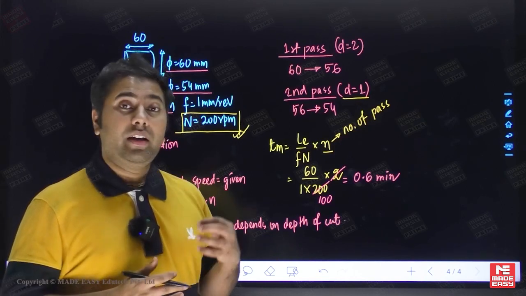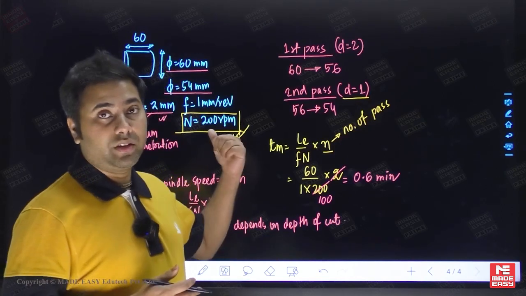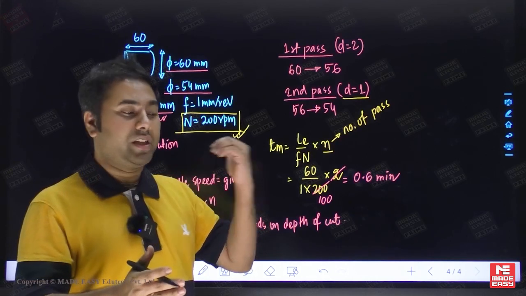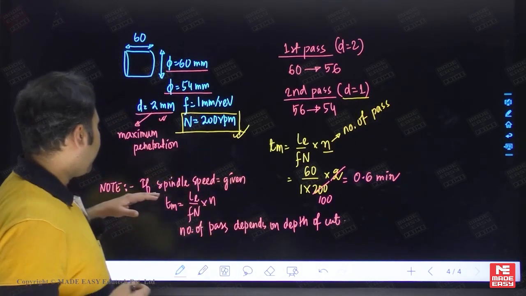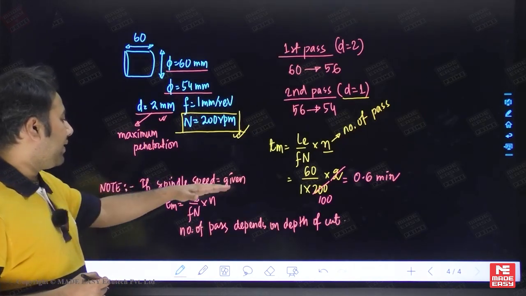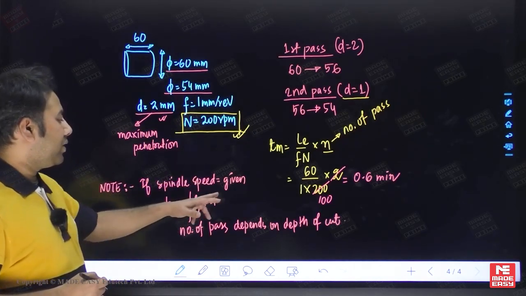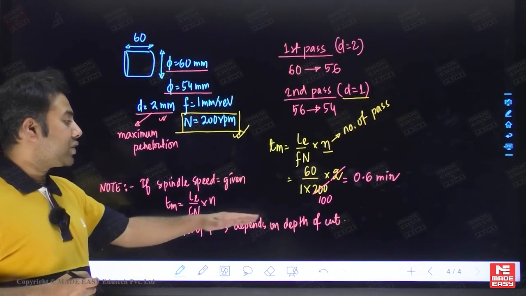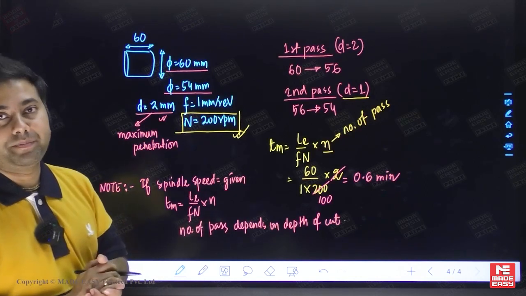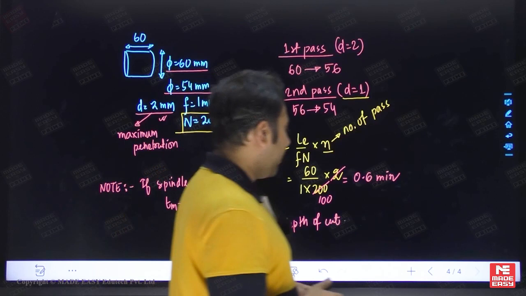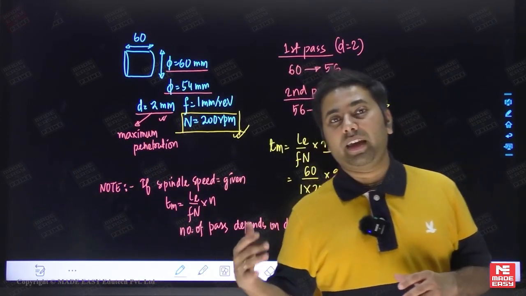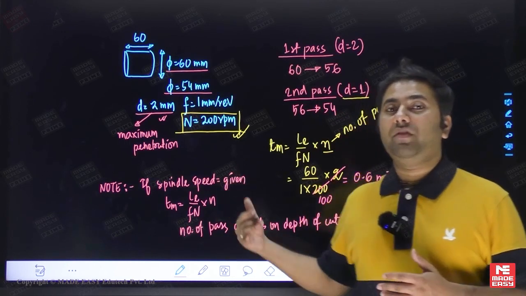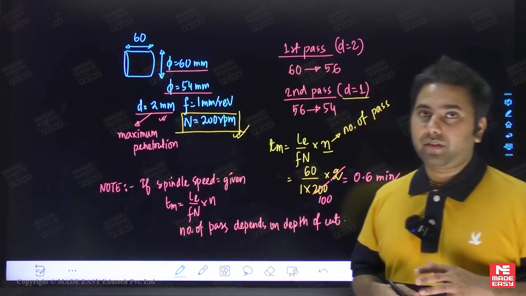If the depth of cut is 3 mm in this question, then we can immediately jump from 60 to 54 in one pass only. So here we have another note condition that if spindle speed is given, then apply L effective upon Fn into number of pass, and number of pass depends on depth of cut. I hope you have understood this case of turning, where in the first case I gave you the cutting speed, in the second case I gave you the spindle speed in the question.